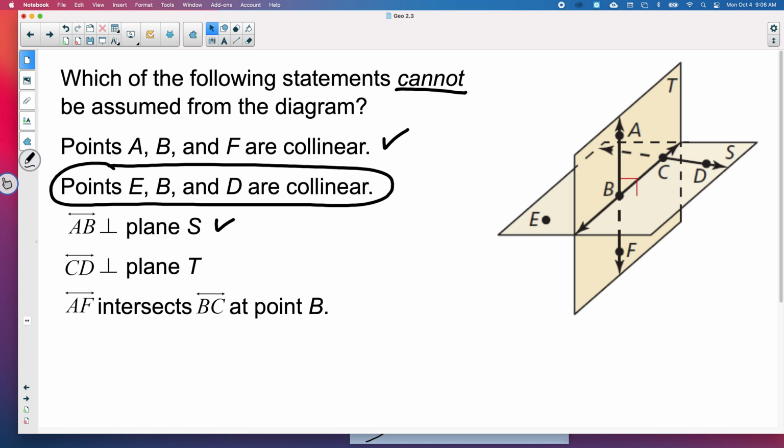Let's look at the next one. Line CD is perpendicular to plane T. Is that true, or can I assume that? No, because it's not marked over there. And then let's look at this last one. It says line AF, which is right here, intersects line BC, which is here at point B. Okay, is that true? Yeah, it looks to be true, right? They intersect at point B. Okay, so those two that I circled are the only two that we can't assume to be true, based on that picture anyway.